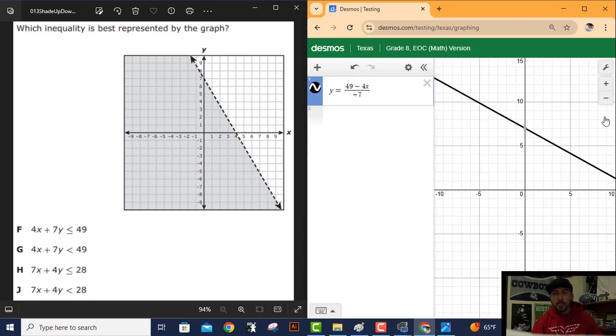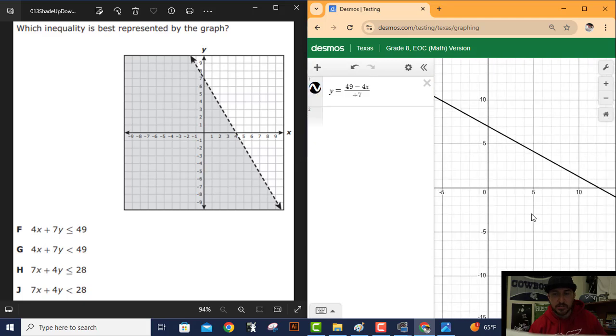Good. Here's my picture. Reset the view by hitting the home button. He's crossing at the 7. Yes, he is crossing at the 7. And he is crossing at the 12. No, he's not crossing at the 12. So it is not choice G. Now we're going to type in choice D to make sure.